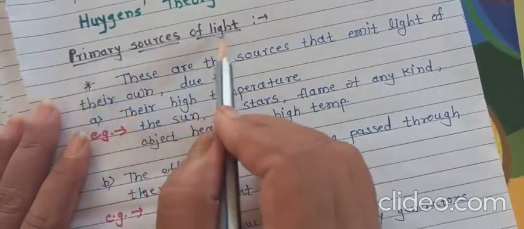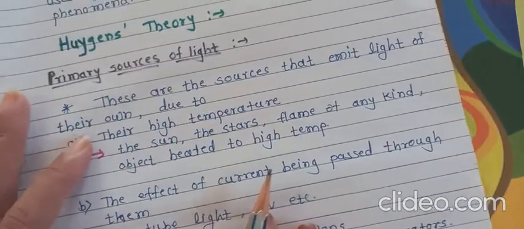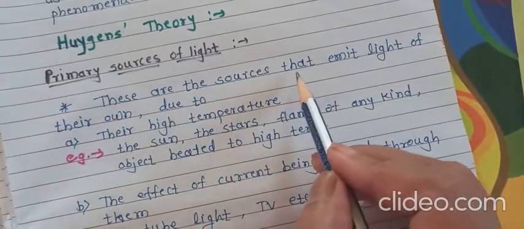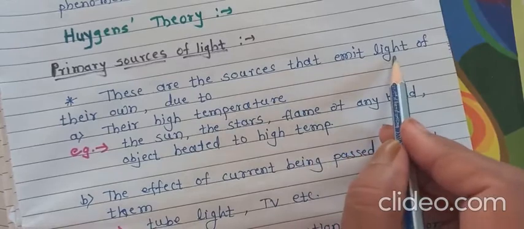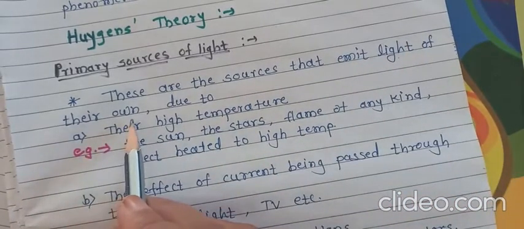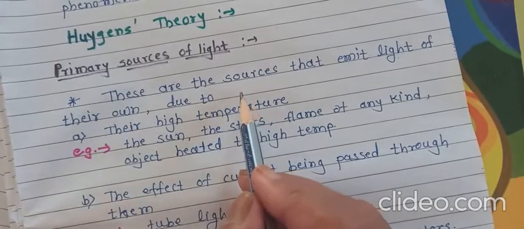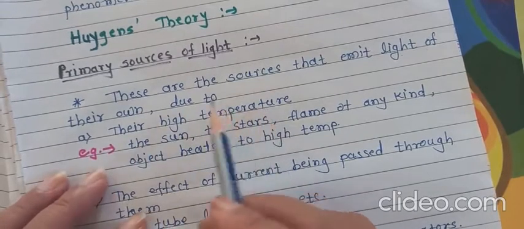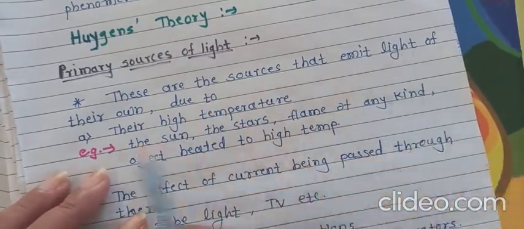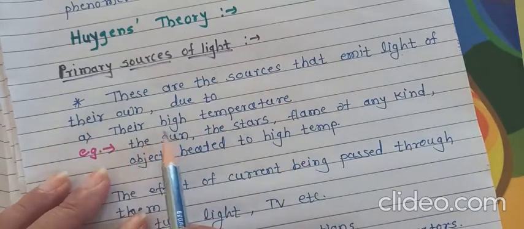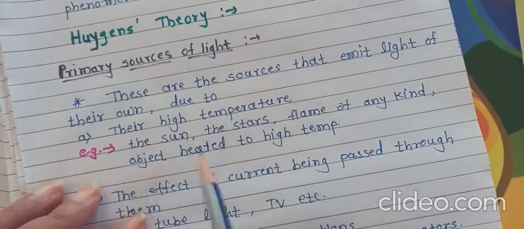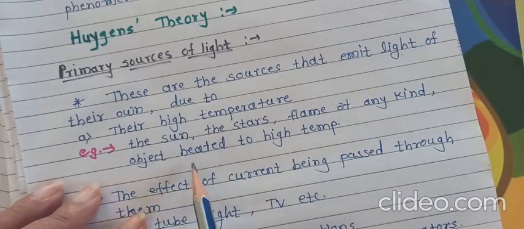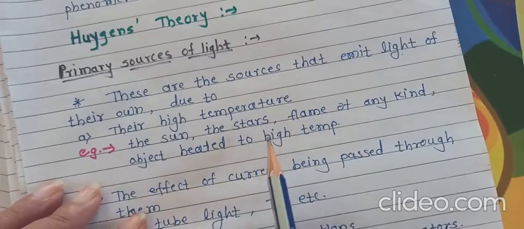What are the primary sources of light? Primary sources are those sources which emit light of their own due to high temperature. The examples are the sun, the stars, flame of any kind, and any heated object at high temperature gives us its own light.